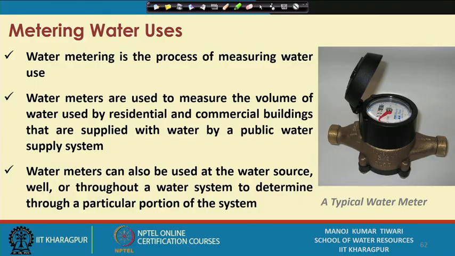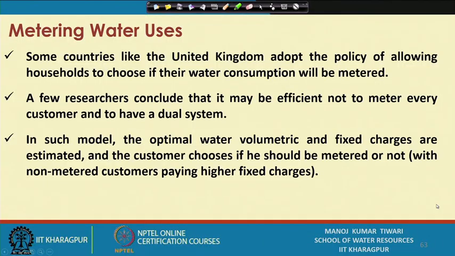So, that way they will measure the volume of water used by the residential or commercial building, which is supplied by a public water utility. Typically they can be used at the source as well, or throughout the water supply system for determination of flow at the different junctures or different points.